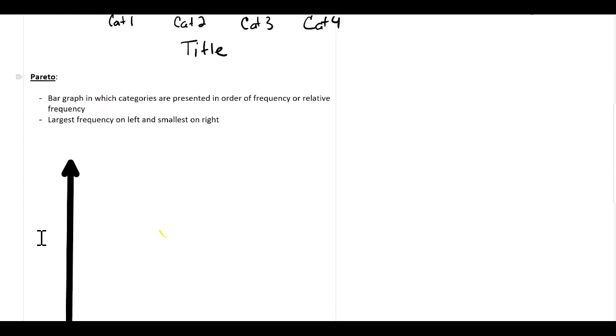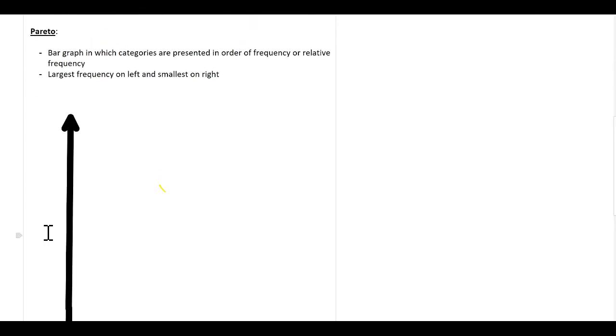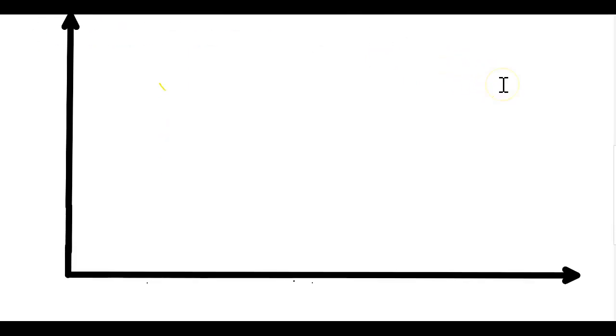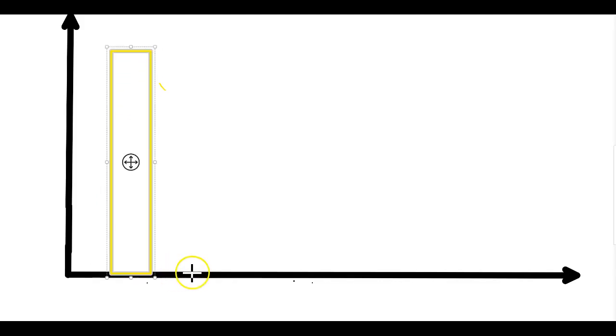A special type of bar graph is called the Pareto. A Pareto, again, represents either frequency or relative frequency. The thing about a Pareto is that we put it in order. Largest frequency on the left and smallest on the right. It goes in order from highest to lowest when we're talking about the bars. And so when I go to look at a Pareto and I'm going to draw this, I always put my largest one first.